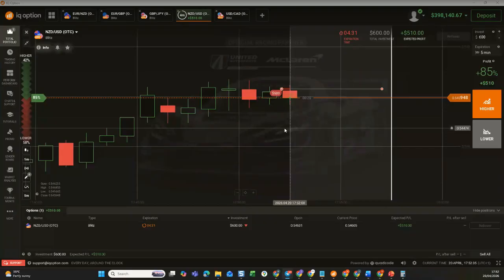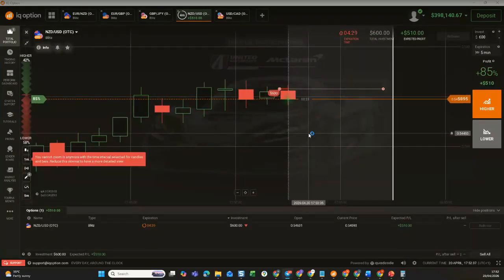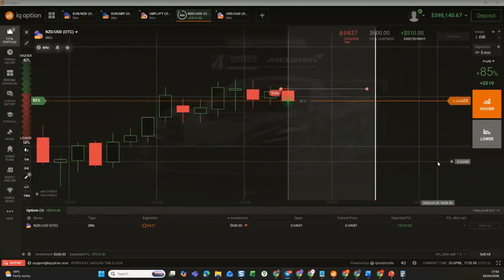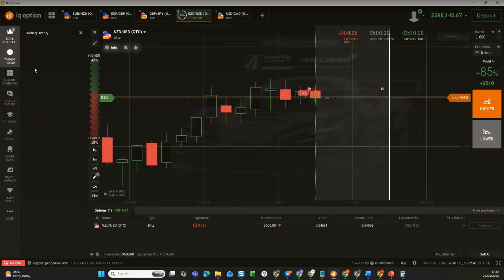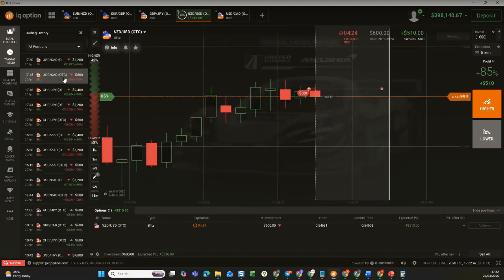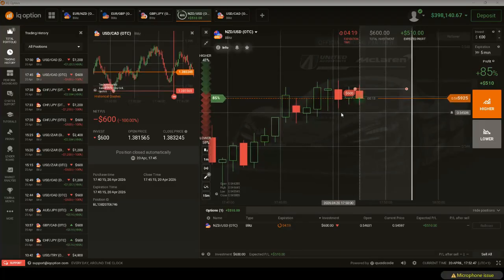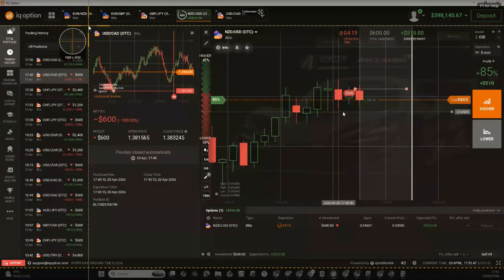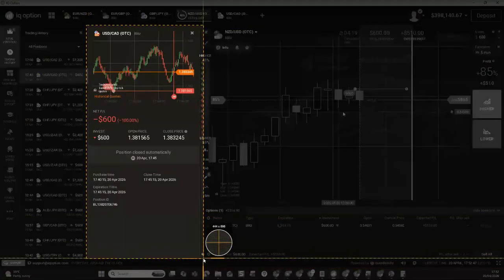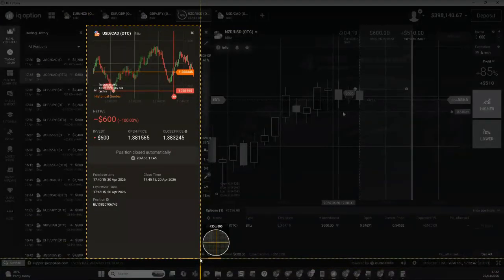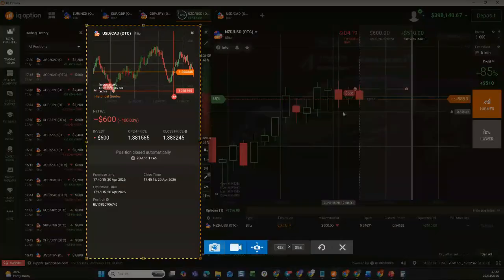So we still have 5 more minutes on this trade. In the meantime, I have the second signal. Okay, so let's go for this one, which was the USD CAD, the second signal. So we are on the third one right now.